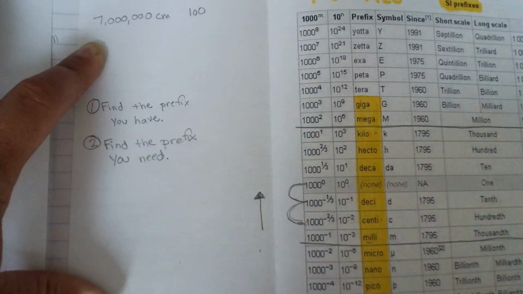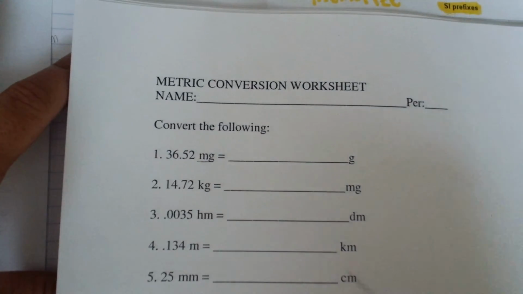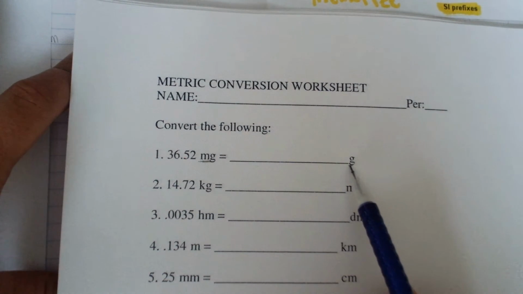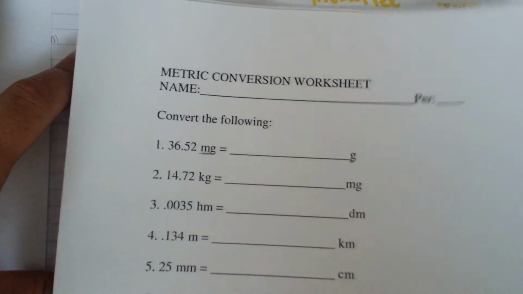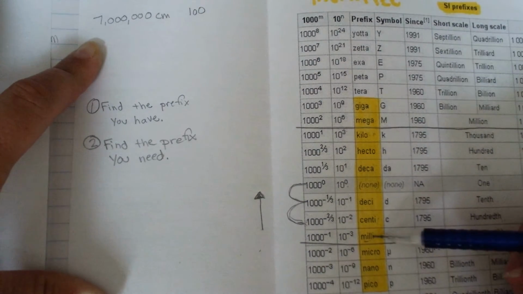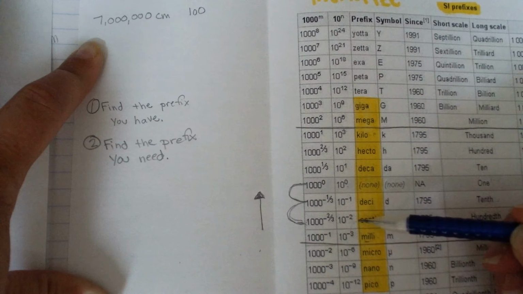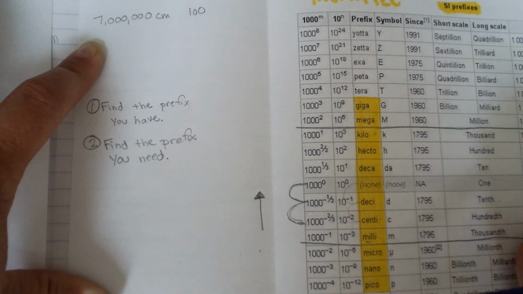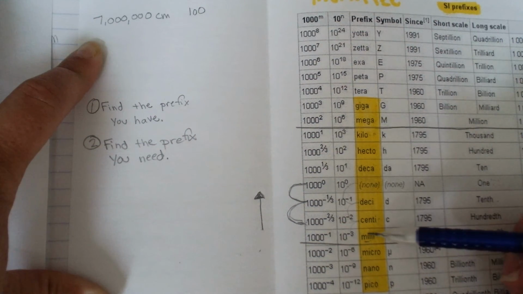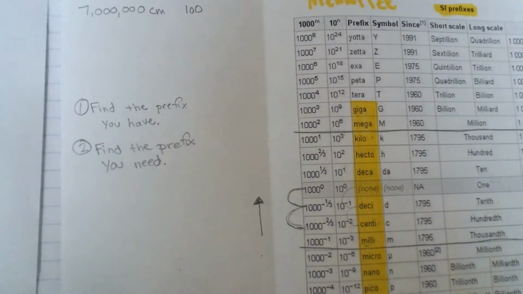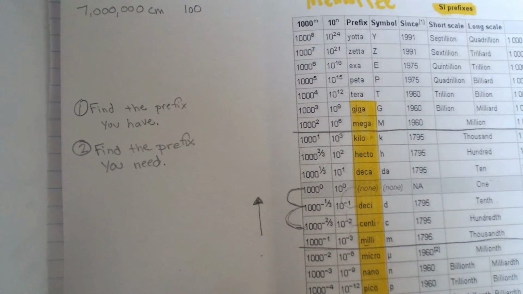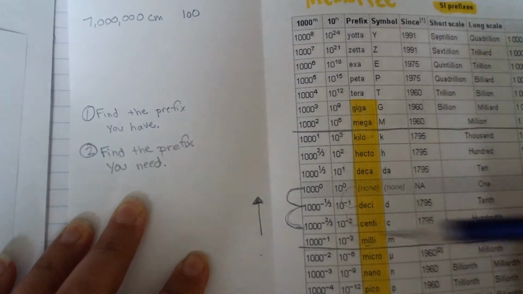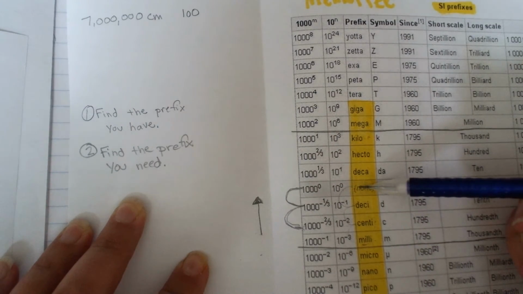So in your first problem, we have milligrams and we want to go to grams. So we're just going to the base unit. When I look at my milli, I'm going to go 1, 2, 3 steps. When I go 3 steps, am I going up or am I going down? Milli to the base, I'm going up.